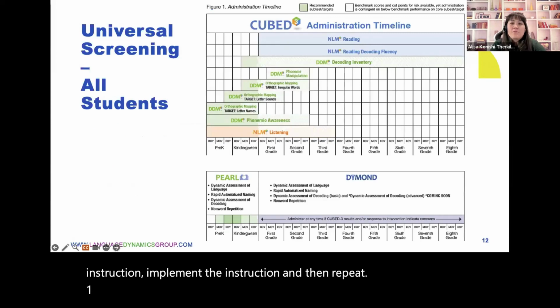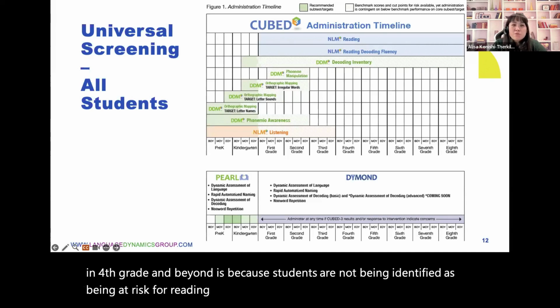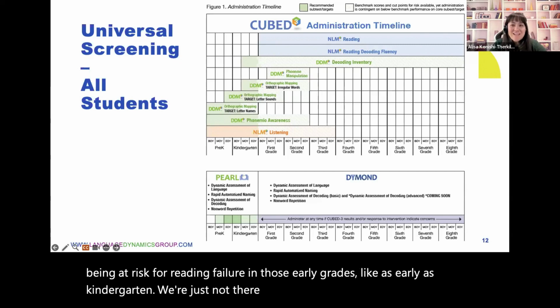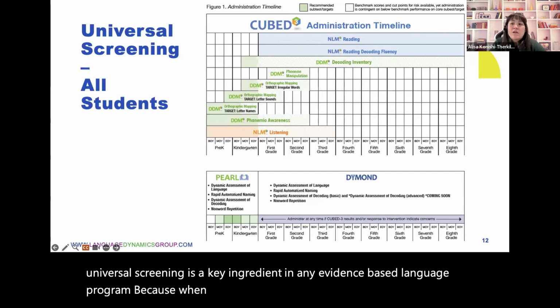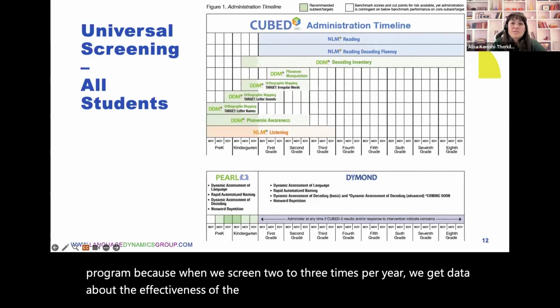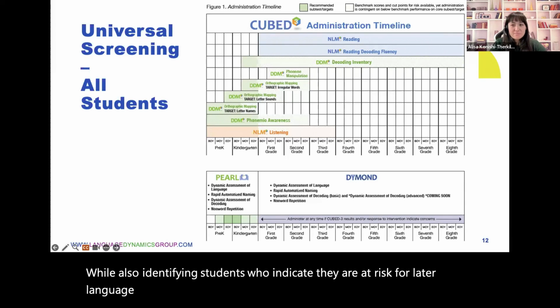One reason why we may be seeing really poor reading outcomes in 4th grade and beyond is because students are not being identified as being at risk for reading failure in those early grades, like as early as kindergarten. We're just not there yet. I may have a solution though. So universal screening is a key ingredient in any evidence-based language program, because when we screen 2 to 3 times per year, we get data about the effectiveness of the program while also identifying students who indicate they are at risk for later language difficulties.